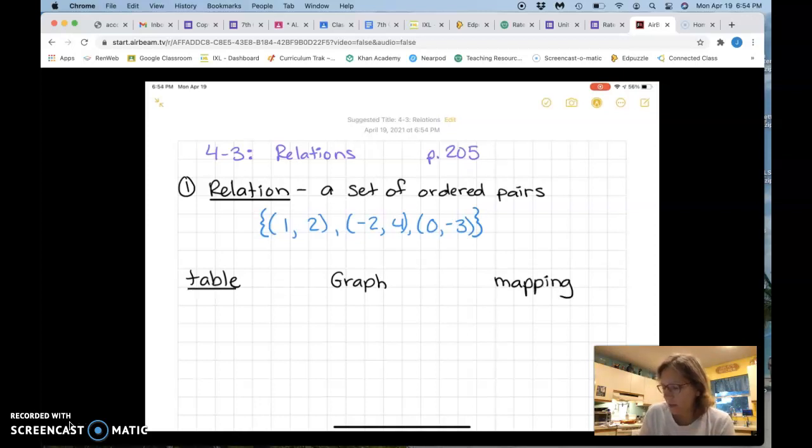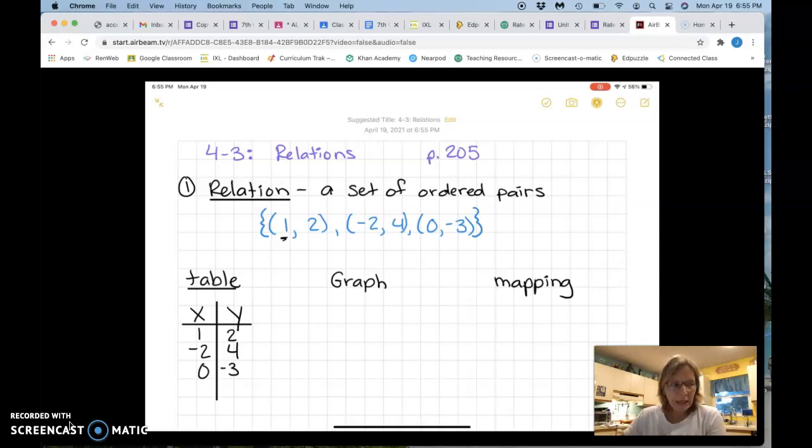So for a table, what you would do is you would label X and Y, and then you would just put your ordered pairs in there. The X is on the X side and the Y is on the Y side. So the X is always the first number, and then the Y is the second number in the ordered pair. So you just list them going down like that. And that's it. So that's pretty easy.